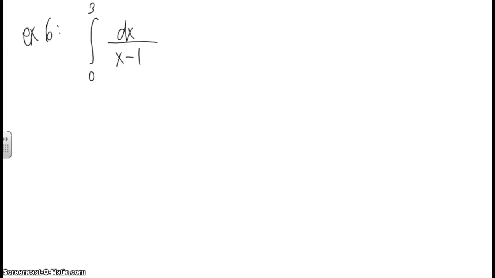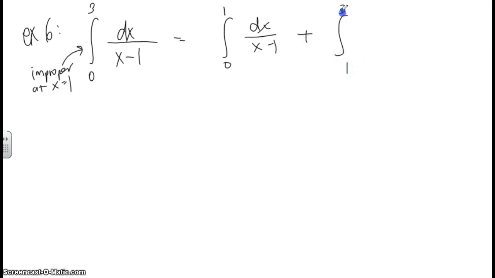I think that's it. This is the other one. Oh, so this one. Again, the domain here would make this improper because at x equals 1, right? So you would have to split that up into the integral from 0 to 1 of dx over x minus 1 and add that to the integral from 1 to 3 of dx over x minus 1.